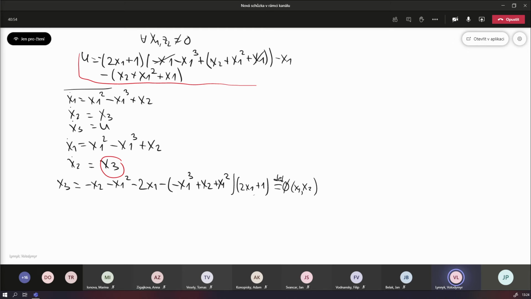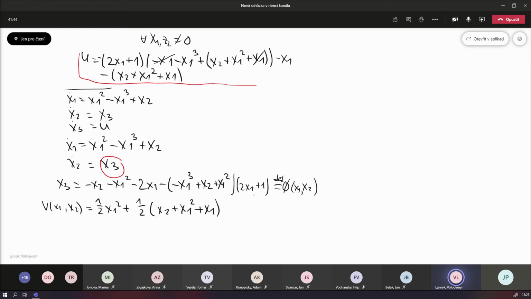And function v from x1 and x2 equal to 1/2 x1 squared plus 1/2, and here we need to put this z2 from the previous example, this x2 plus x1 squared plus x1. This is an appropriate Lyapunov function.